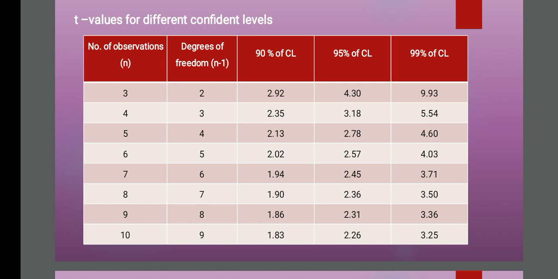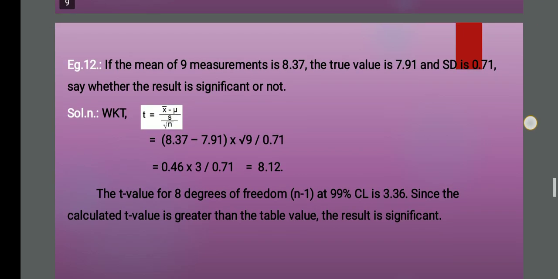After calculating, you have to compare that with the theoretical value given in the t table. That's the second point. After comparing, you have to justify that if the calculated value is found to be greater than the given t value, then the result is found to be significant. Is it clear? So I'll repeat the point once again.